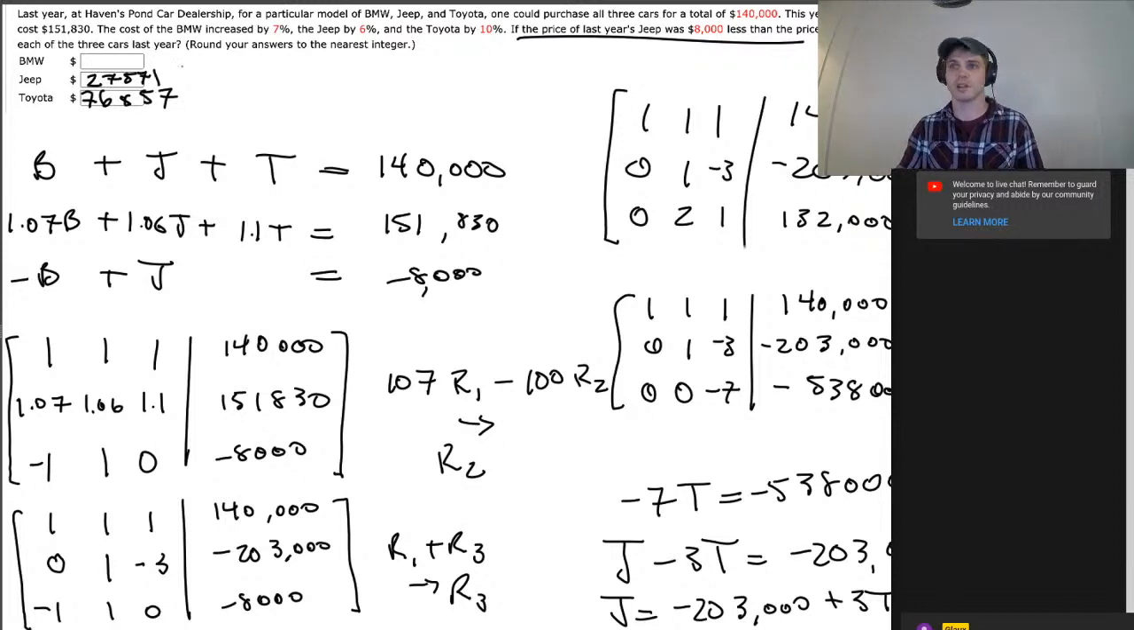Okay, 27,571. And then we know that the sum of all of these things equals 140,000, so I can use that to solve the last one. 140 equals 35572.